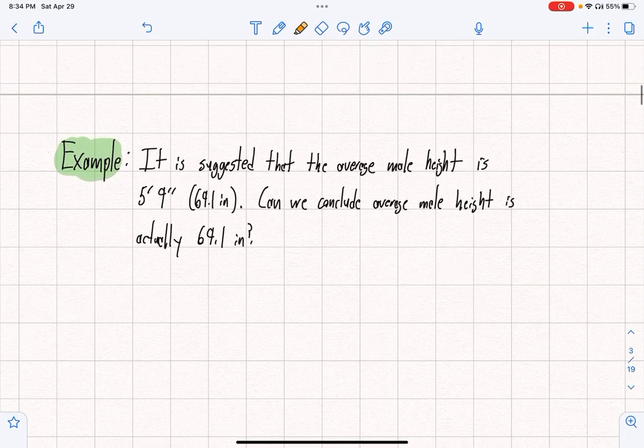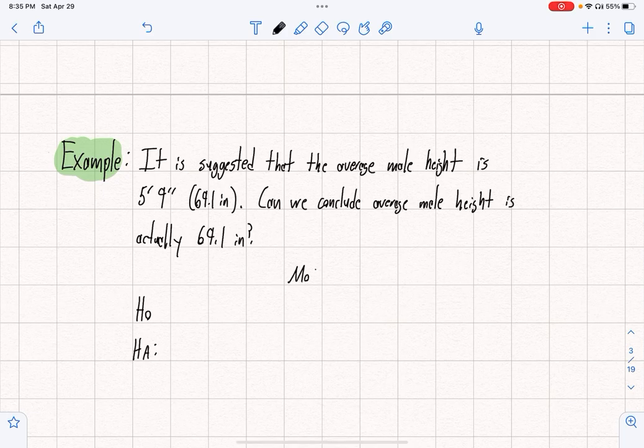So let's do an example. I just Googled this, and Google said that the average male height in the US is 5'9", which is about 69.1 inches. So can we conclude whether the average male height is actually 69.1? So let's write H naught and HA. Notice that the wording here is not less than or greater than, and we're just trying to determine whether the true average is equal to 69.1 or not.